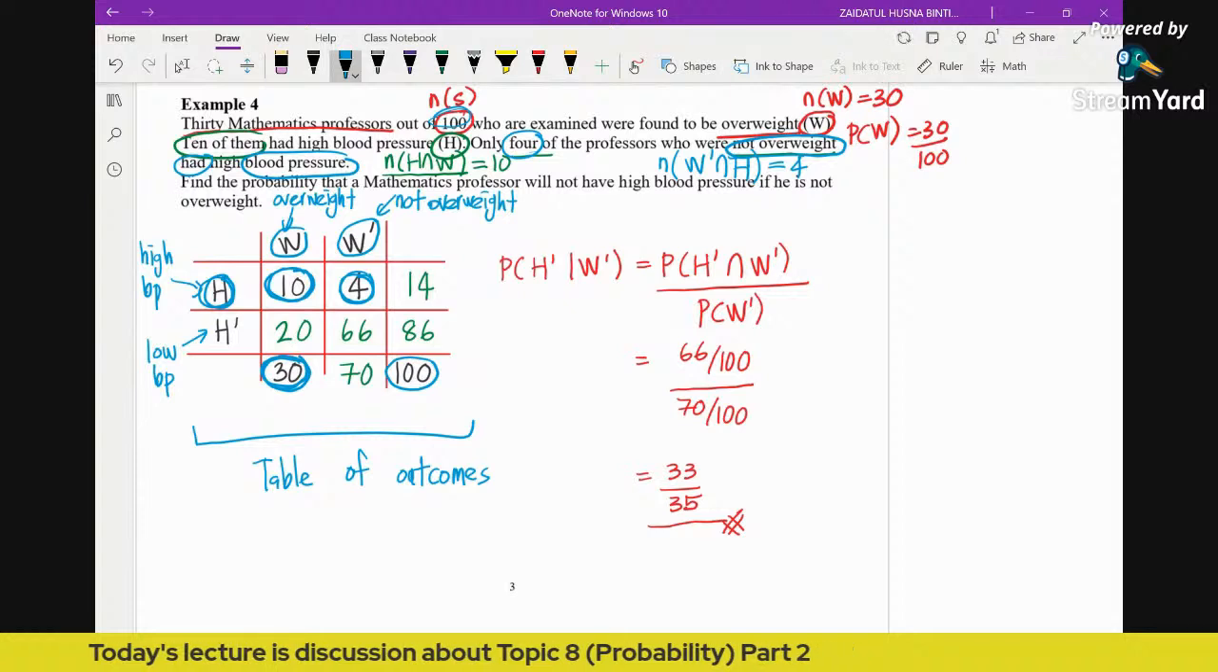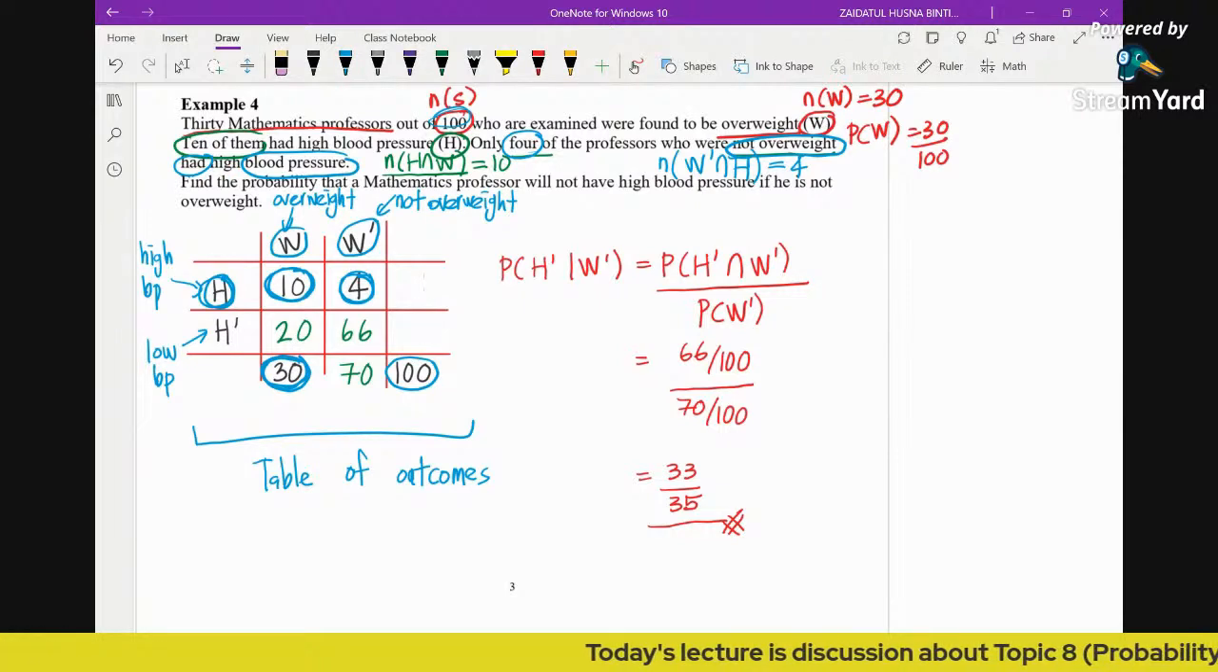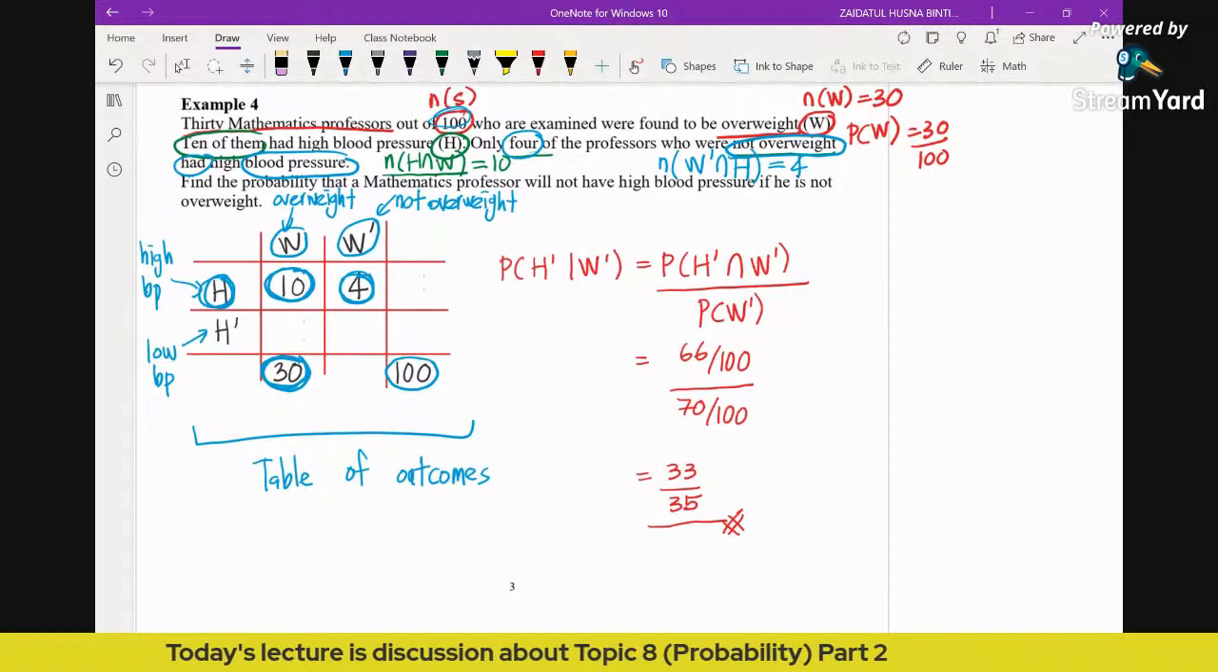So then find the probability. So how do we solve this? First thing first, we substitute all the information given. So now, how do we complete the table? Based on the question, this is what we have. This is the information that we have at the moment. Now how to complete the table?